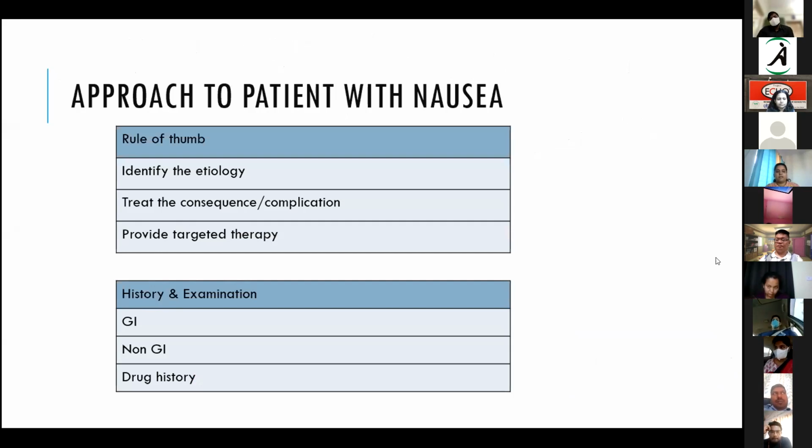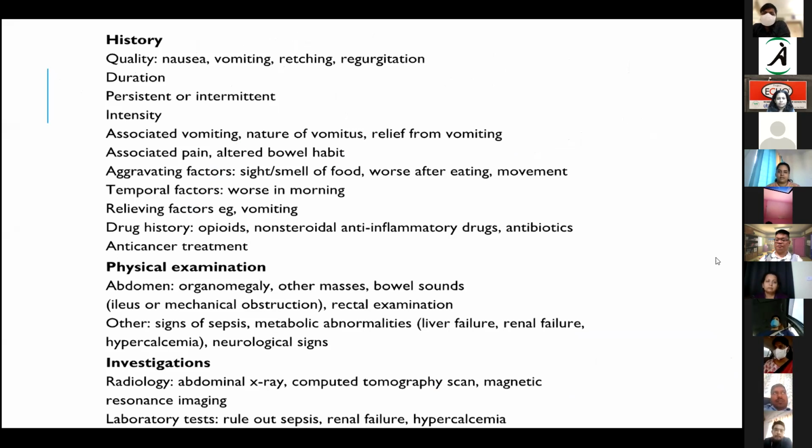When you want to take a history and examine the patient, the process revolves around taking a thorough history of these factors: the quality of nausea, how long it has been present, whether there is any diurnal variation, the intensity, whether there is associated vomiting and whether there is any relief of symptoms after vomiting, whether there is any associated pain, and altered bowel habits. There are certain aggravating factors, like the sight or smell of certain food substances, which could trigger nausea or even vomiting.